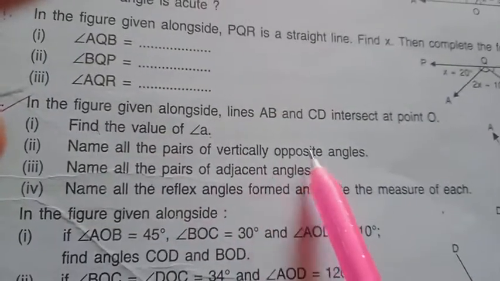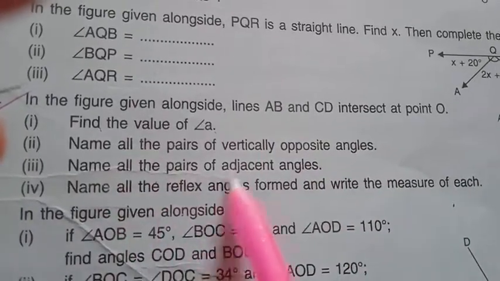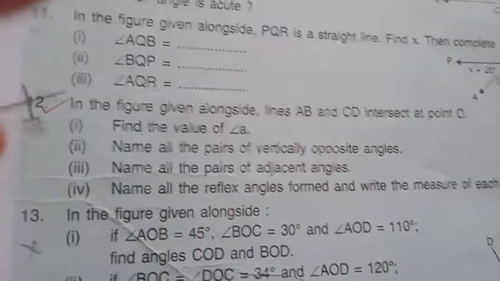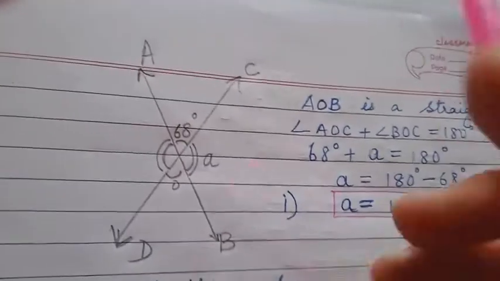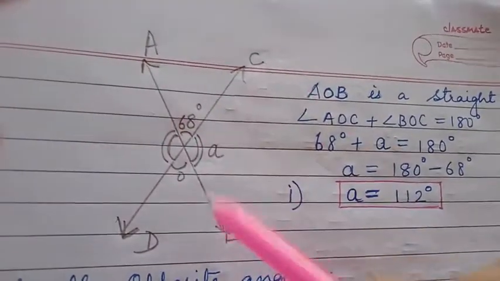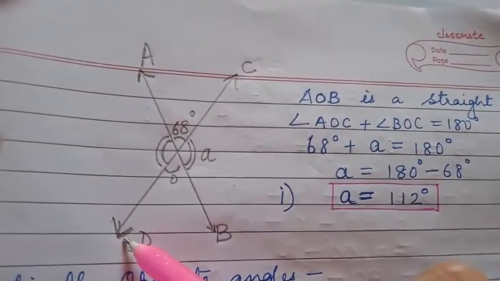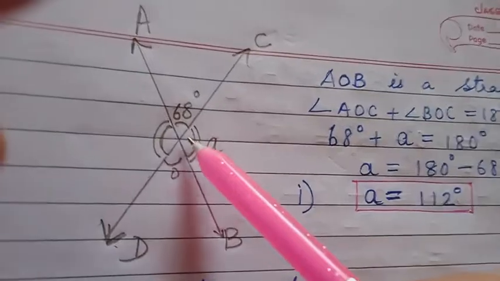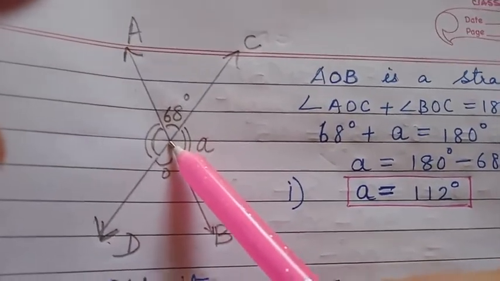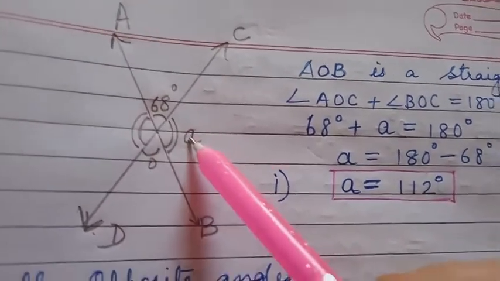Then name all the pairs of vertically opposite angles. Name all the pairs of adjacent angles. These questions we'll see. Let us solve one by one. First, see the figure once again. Lines AB and CD intersect each other at point O. This is point O, and you have to find out first A.